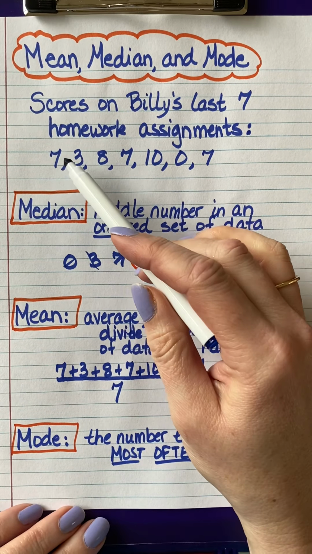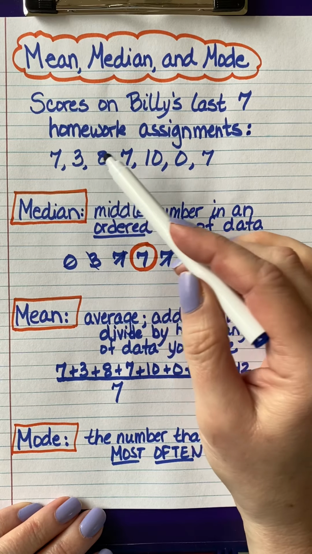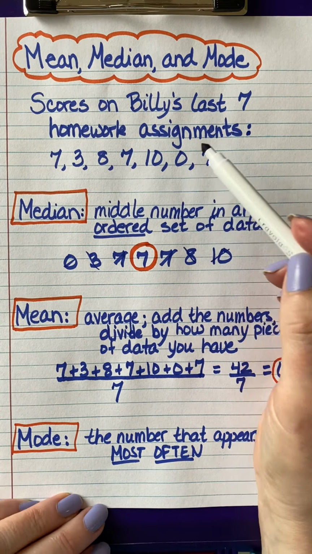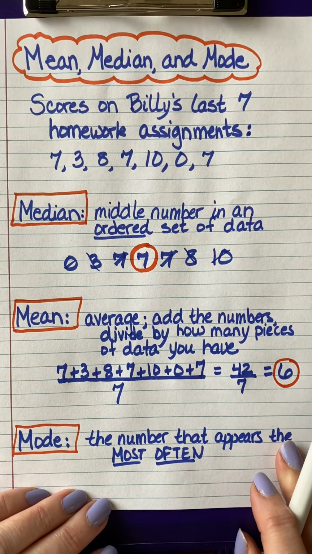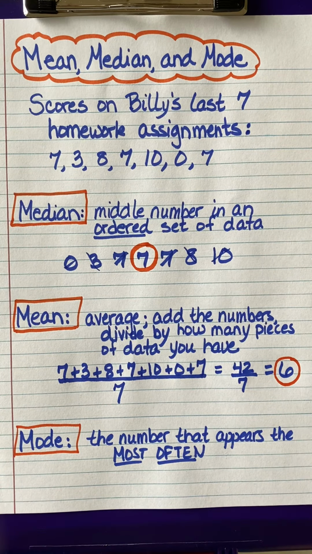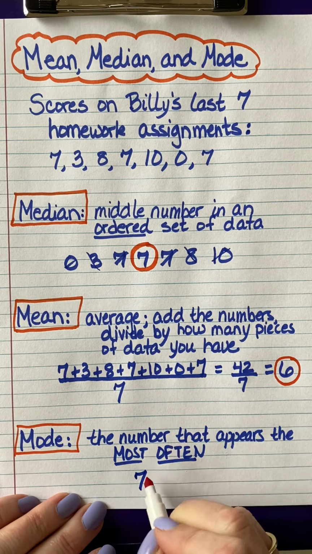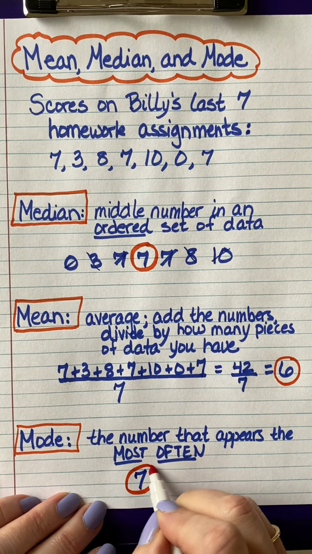Well, in Billy's lineup here, we see 1 3, 3 7s, 1 8, 1 10, 1 0. So what was the score that happened the most? That was 7. That's the score that he earned the most often.